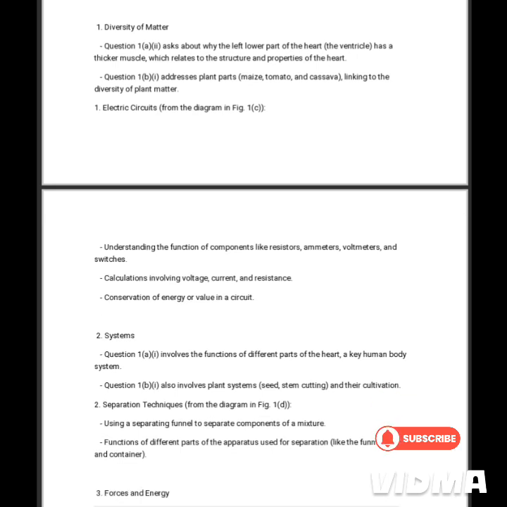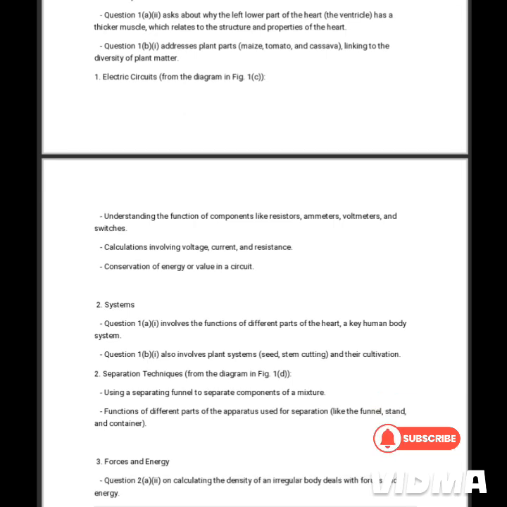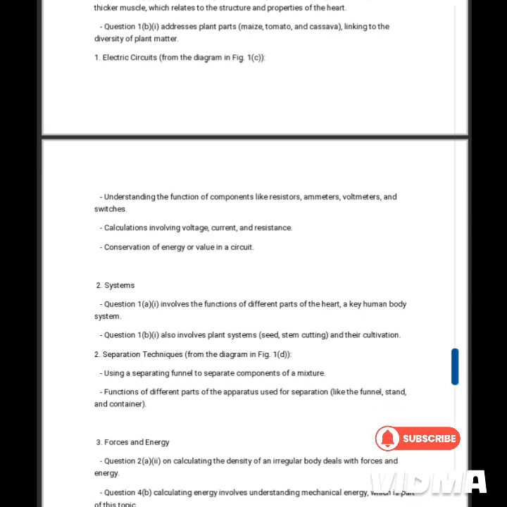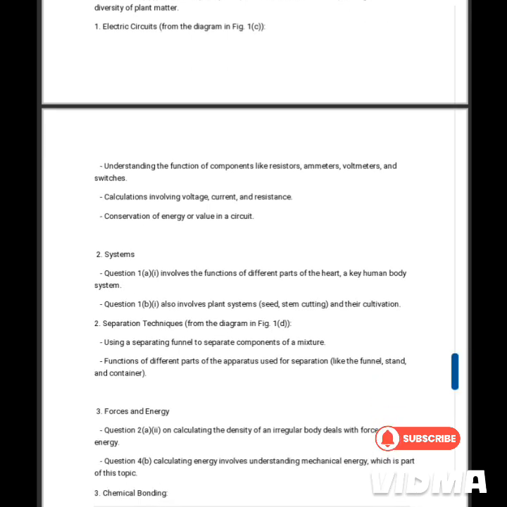The regular body deals with forces and energy. Question 4b: calculating energy involves understanding mechanical energy, which is part of this topic. 3. Chemical bonding: formation of an ammonia molecule through interaction between hydrogen and nitrogen atoms.